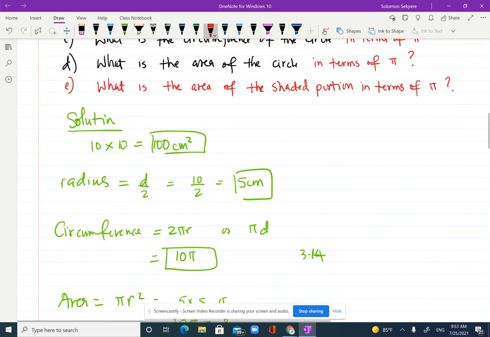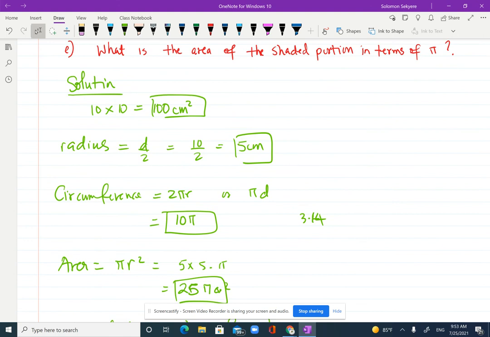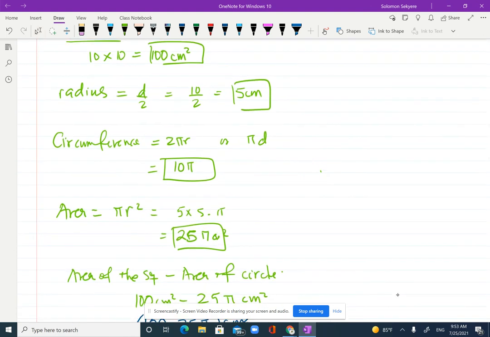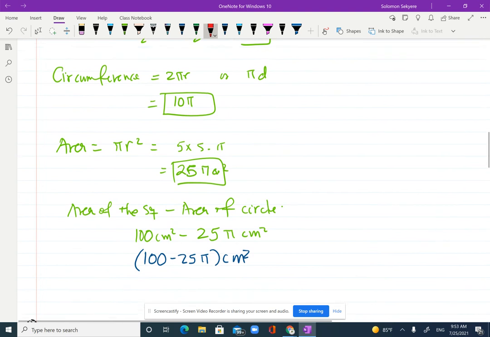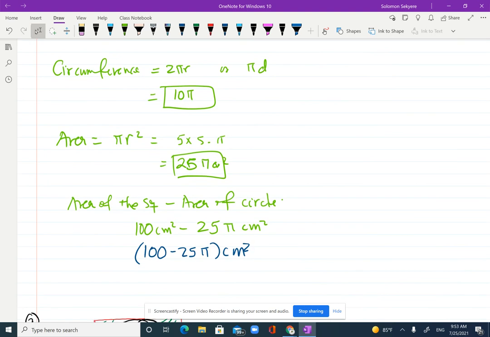So the circumference is 2 pi r, or pi times d, it becomes 10 pi. The answer is supposed to be in terms of pi, so we just leave it like that. The area of the circle is pi r squared. The radius is 5, so 5 times 5 times pi. That's the answer in terms of pi.